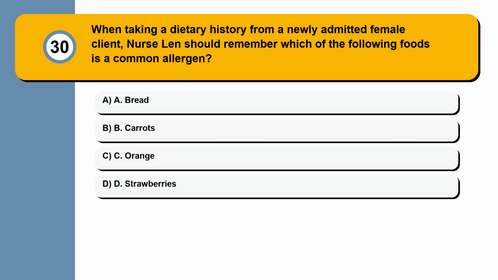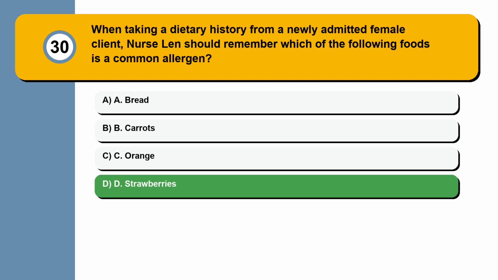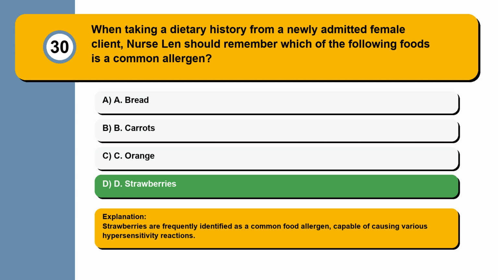Question 30. When taking a dietary history from a newly admitted female client, Nurse Len should remember which of the following foods is a common allergen. A. The bread. B. Carrots. C. Orange. D. Strawberries. Strawberries are frequently identified as a common food allergen, capable of causing various hypersensitivity reactions.